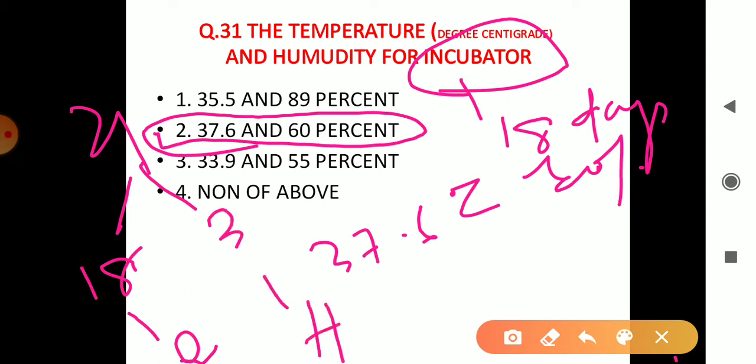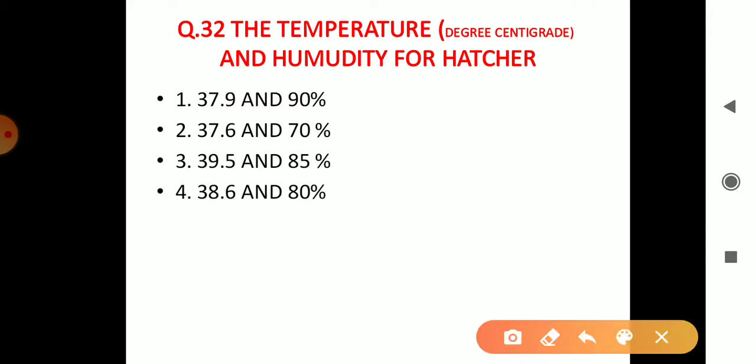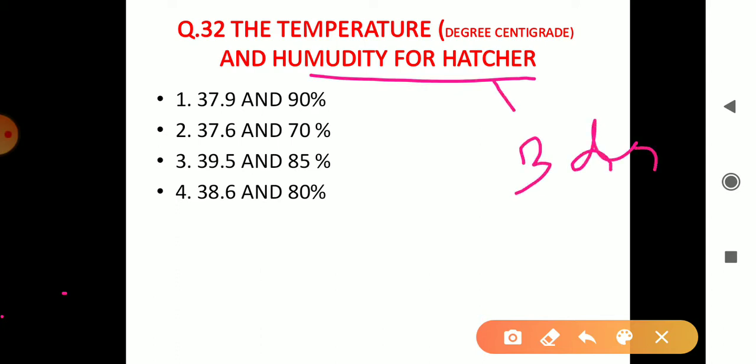Very important. The similar question: the temperature in degree centigrade and humidity for hatching. In the hatcher, in the last 3 days, we keep the eggs for hatching. So the correct answer is 37.6 degree at 70% humidity.